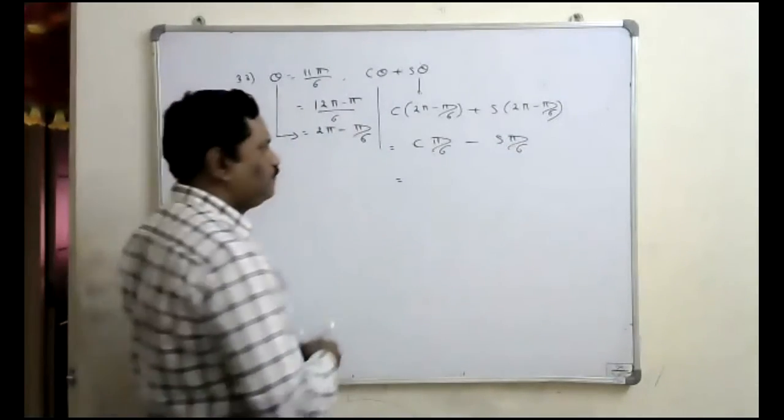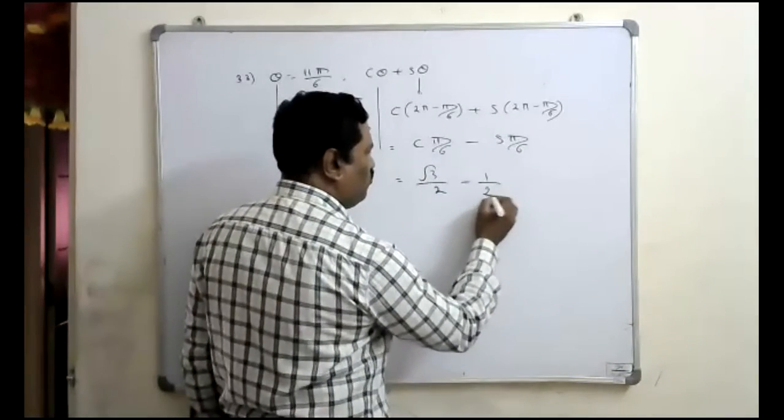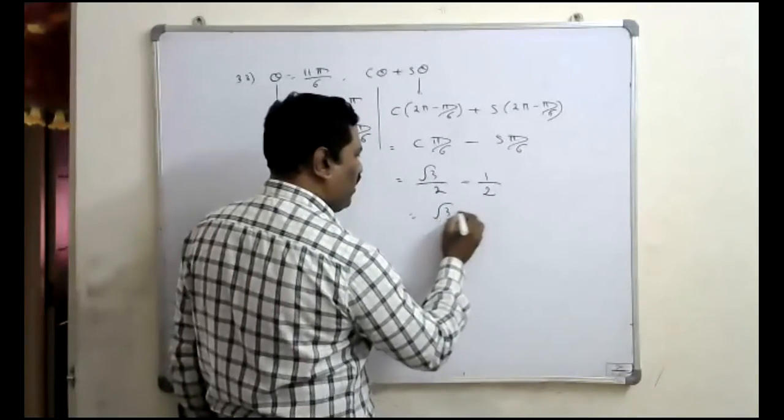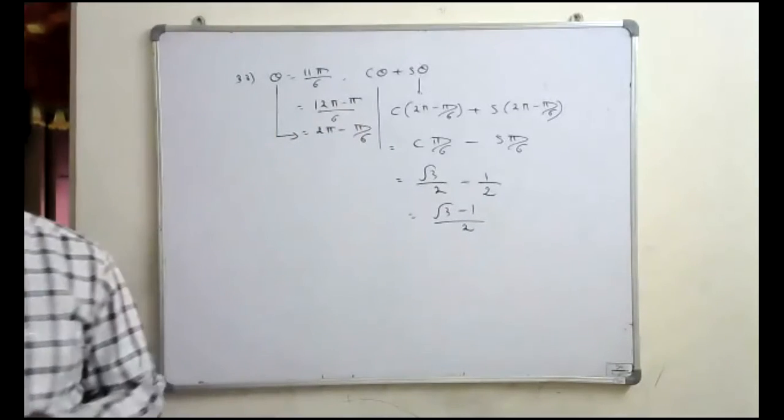What is the value of cos pi by 6? Cos 30 is root 3 by 2. Root 3 by 2 minus 1 by 2, so the answer is root 3 minus 1 by 2. That is all.